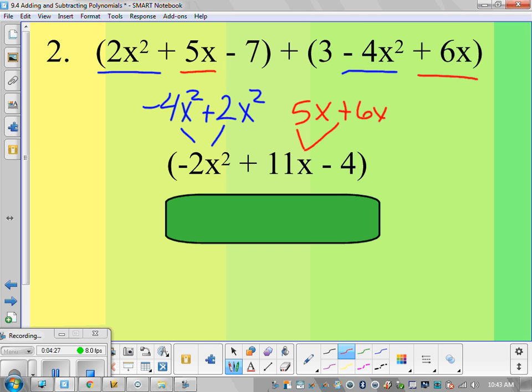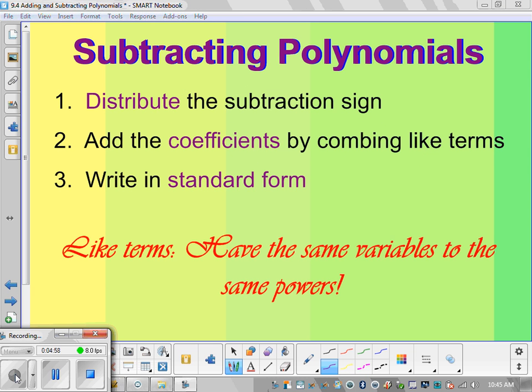11x. The constants are negative 7 and positive 3. When you combine those like terms, you will get the negative 4. So your final answer is a second degree trinomial. Second degree because the highest exponent is a 2, and it is a trinomial because there are 3 terms. If you need to make any corrections, please do so now.